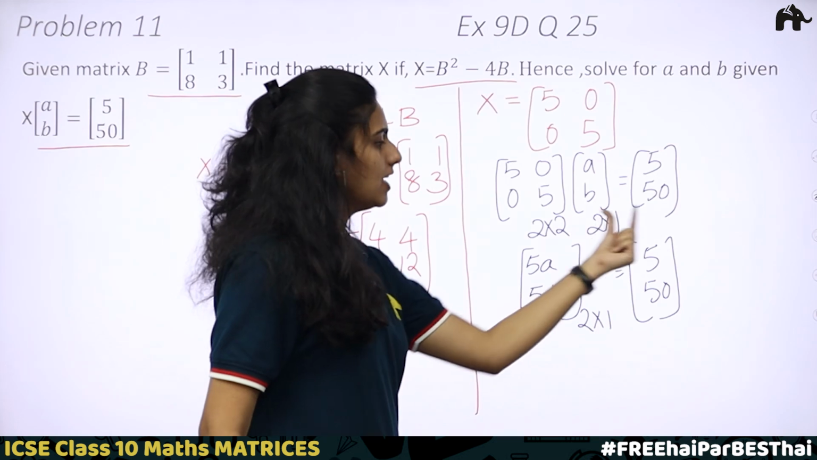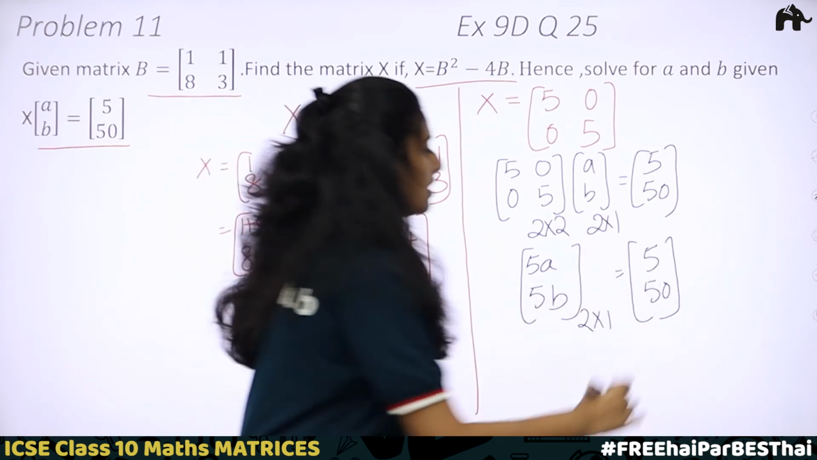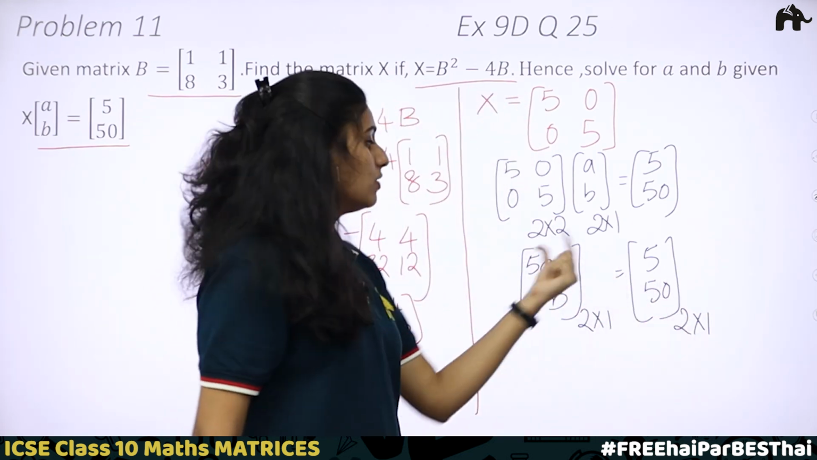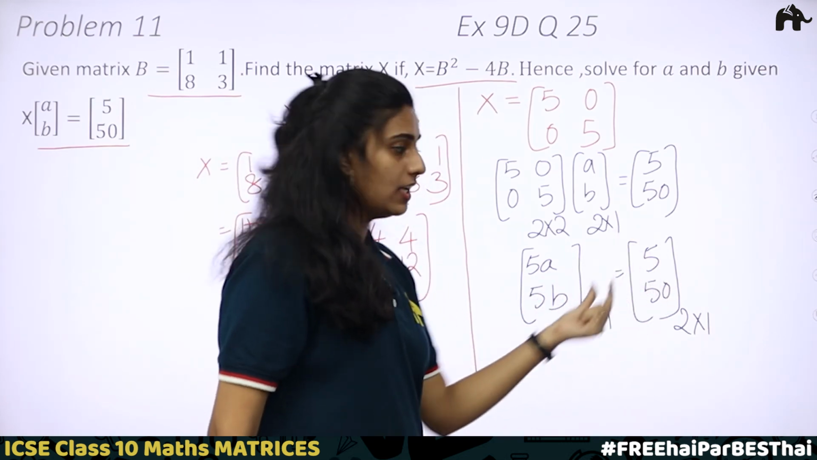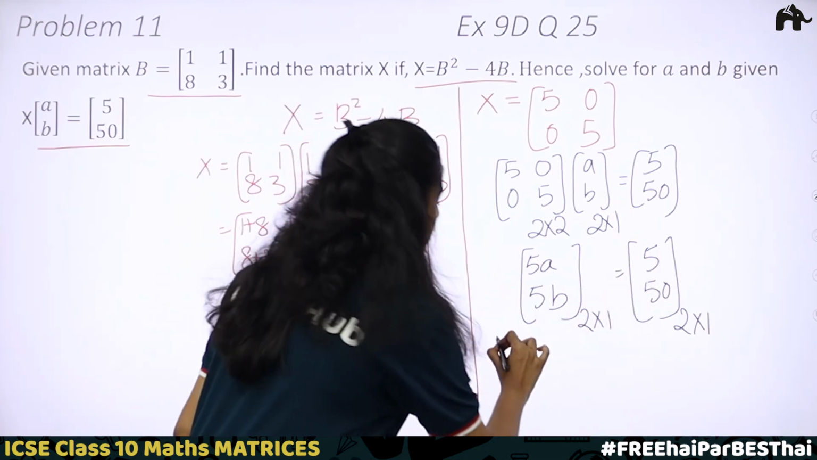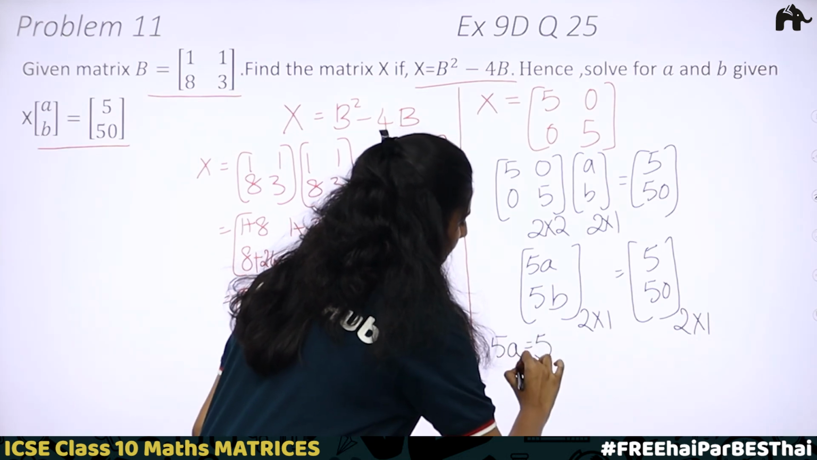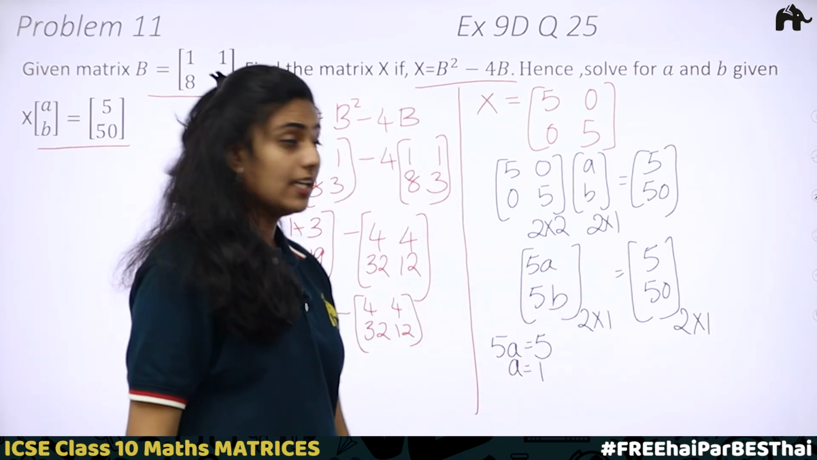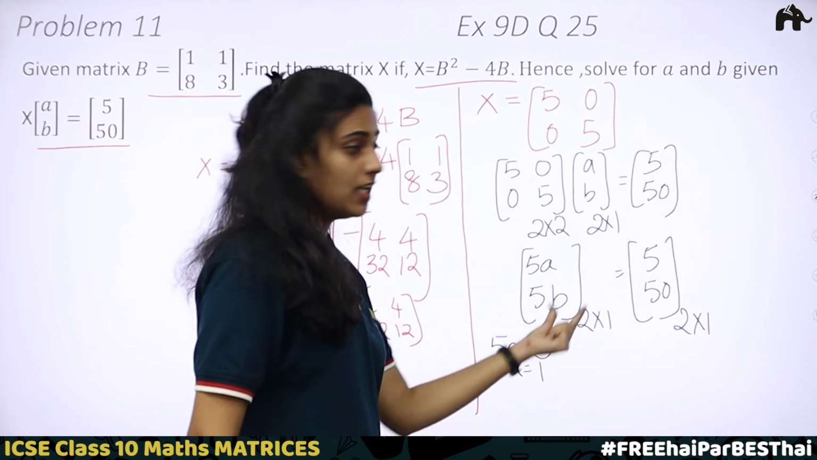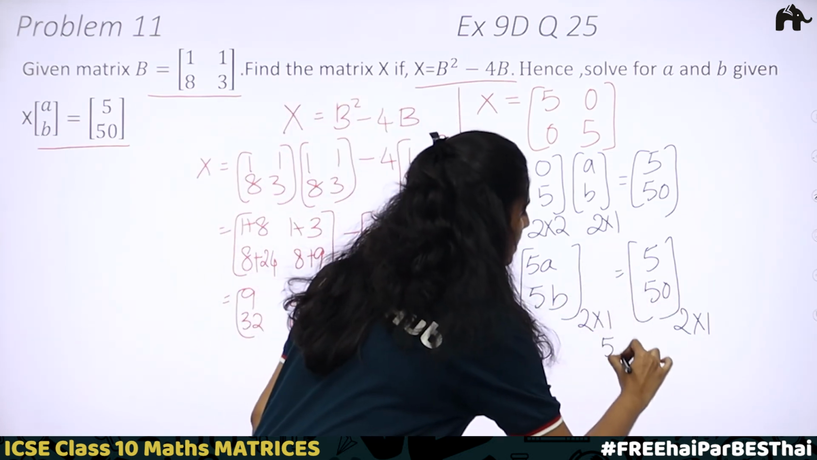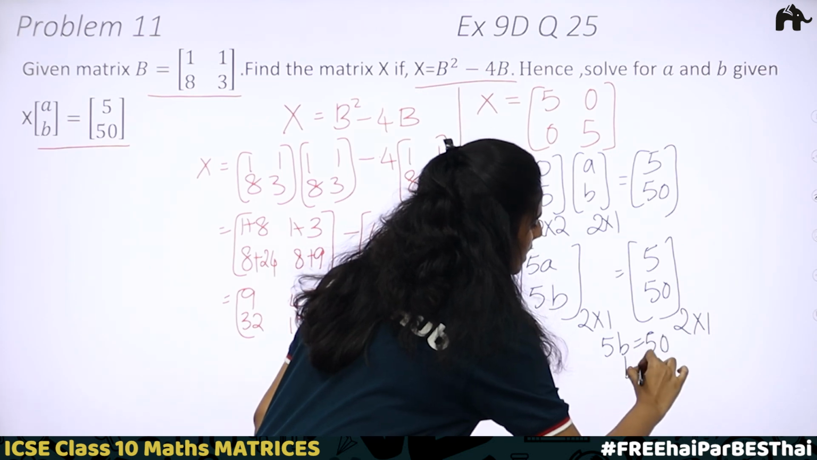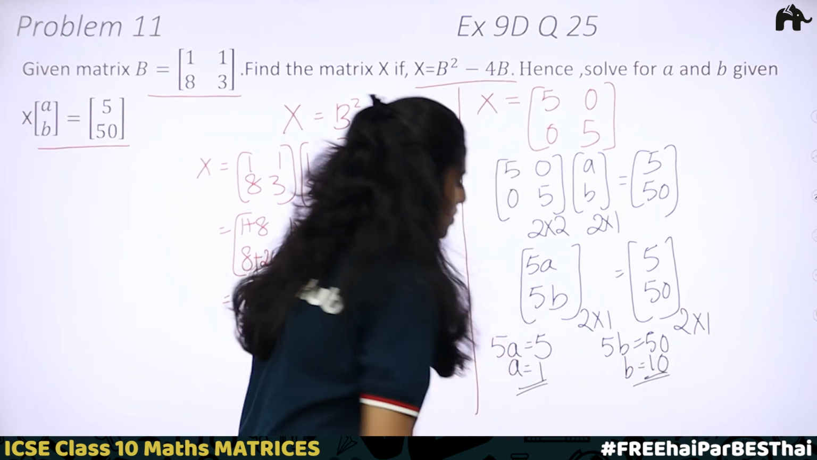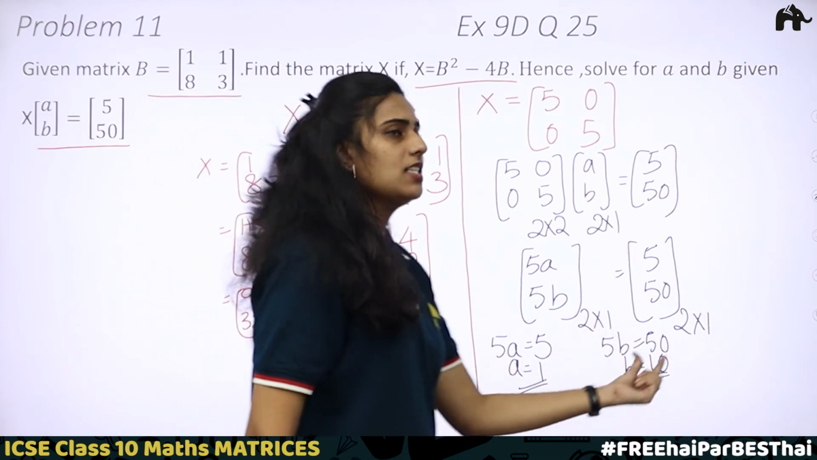5A, 5B, here we have 5 and 50. These are of the same order. This is a 2 by 1 matrix, this is a 2 by 1 matrix, given they are equal, which means the corresponding elements should also be equal. Here we have 5A and 5. If 5A is equal to 5, what is A then? A will be equal to 5 divided by 5, that is 1. Then second elements, 5B is equal to 50, which means B is equal to 50 divided by 5, that is 10. We got the values of A and B. A is equal to 1 and B is equal to 10.